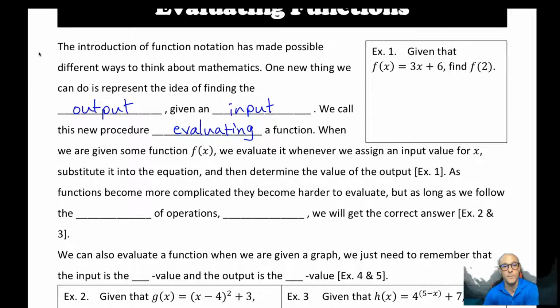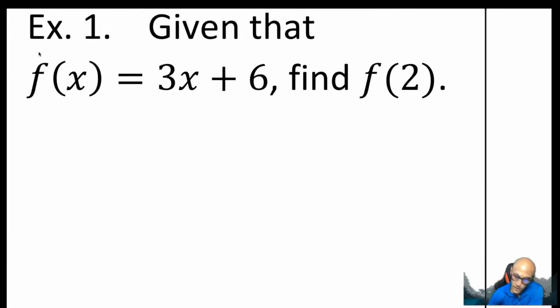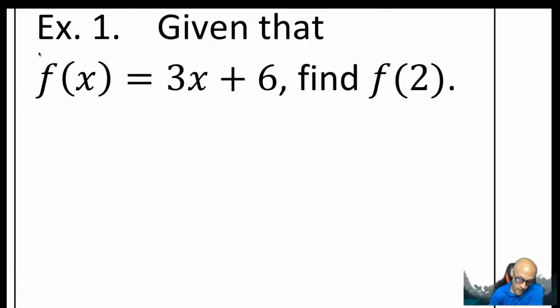It's a little nicer. When we're given some function, f of x, we evaluate it whenever we assign an input value for x, substitute it into the equation, and then determine the value of the output. Let's look at example 1. Given that f of x is equal to 3x plus 6, find f of 2.